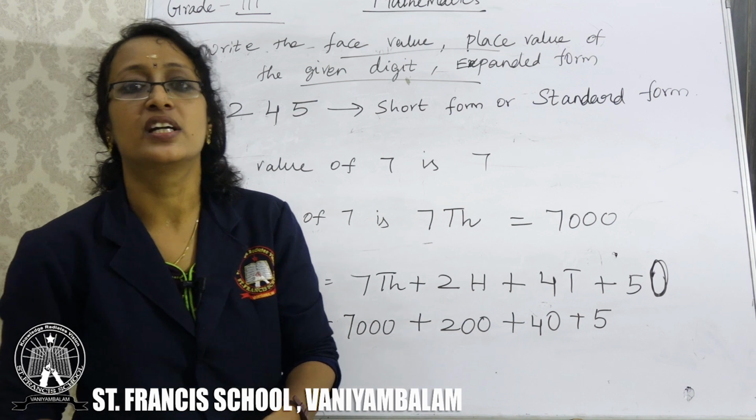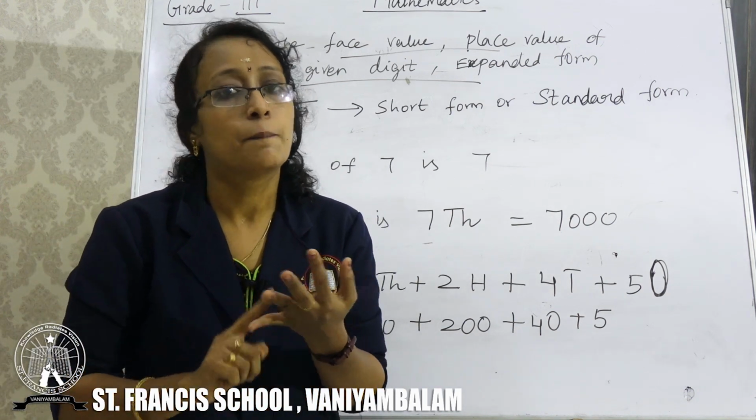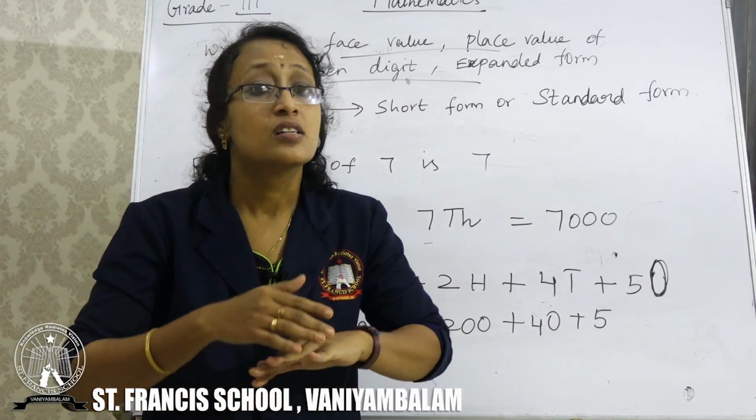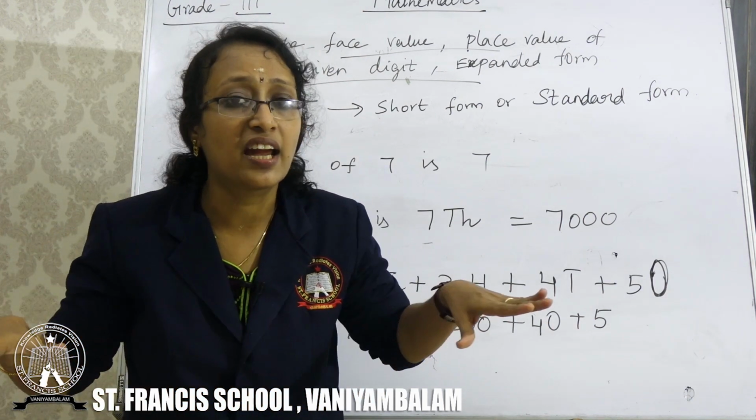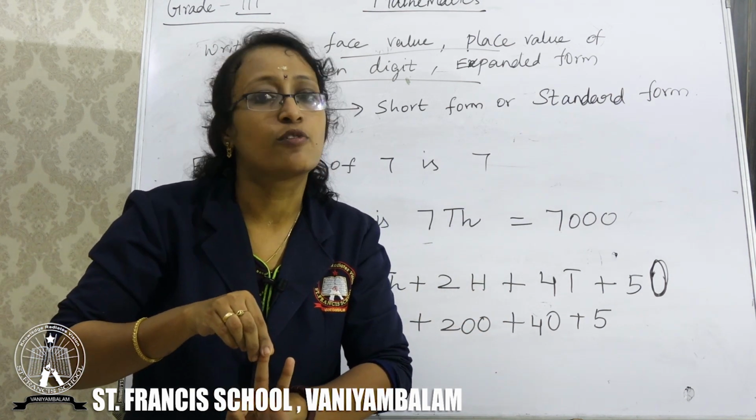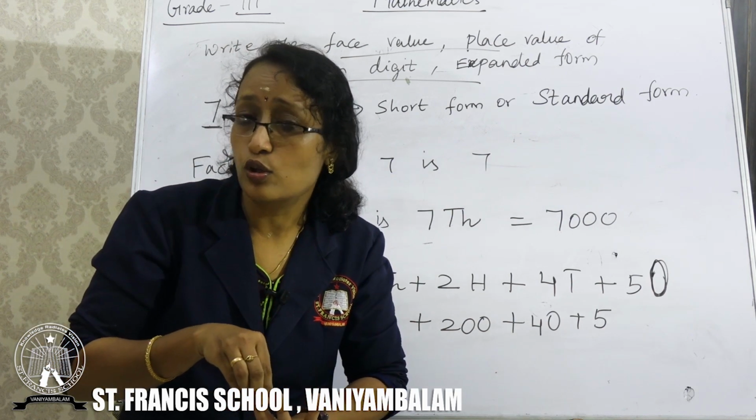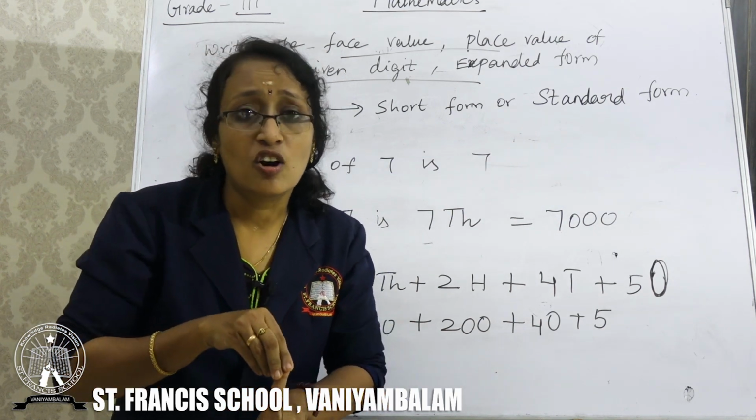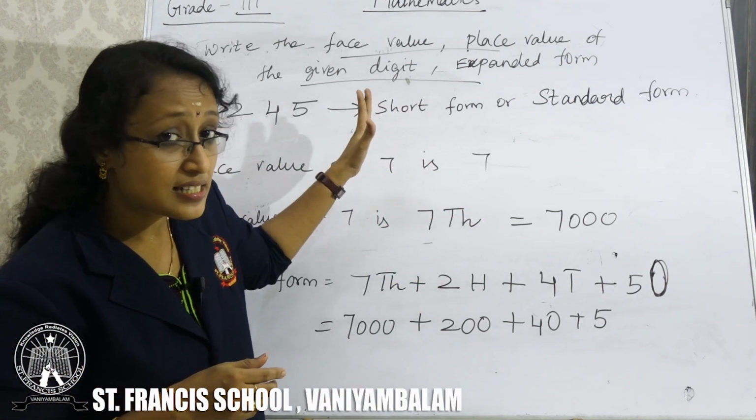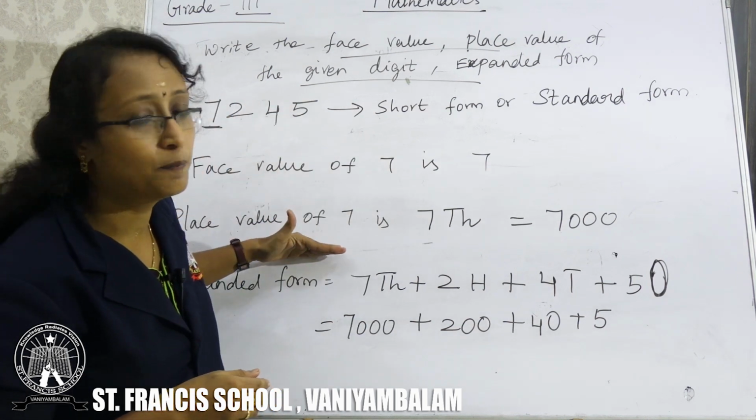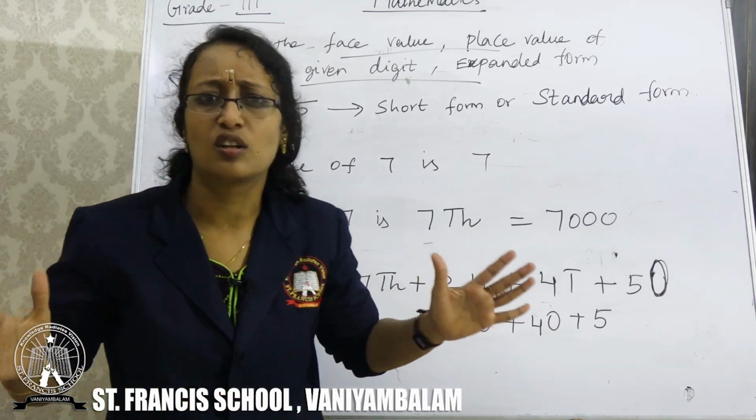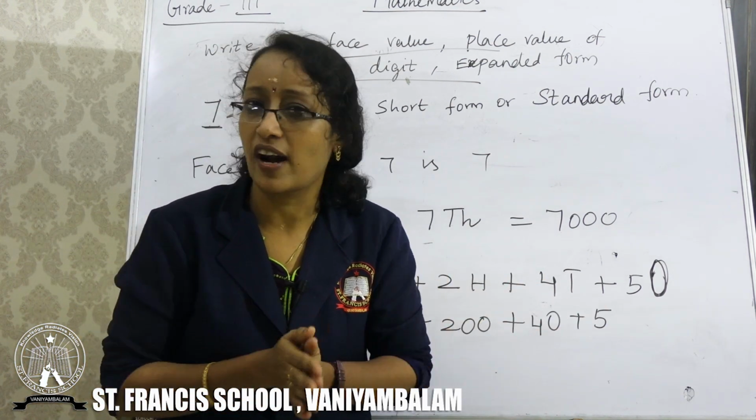So what are the topics we discussed today? Face value, place value, standard form and expanded form. So what are the topics we learned from the 3 classes? Writing numerals for the number names, writing number names for the numerals, and you know how to draw an abacus, even or odd numbers, successor and predecessor. At last we learned face value, place value, standard form and expanded form. These are the topics we learned from the 3 classes, right?